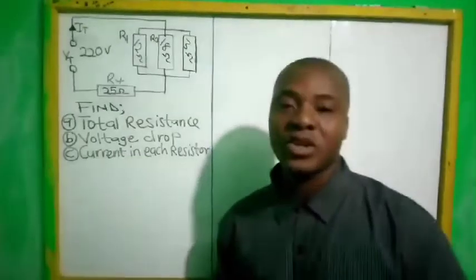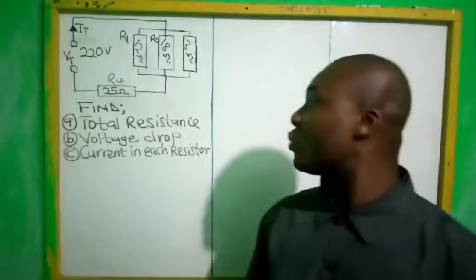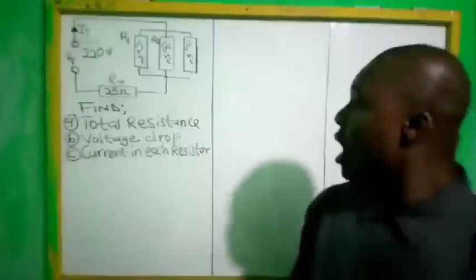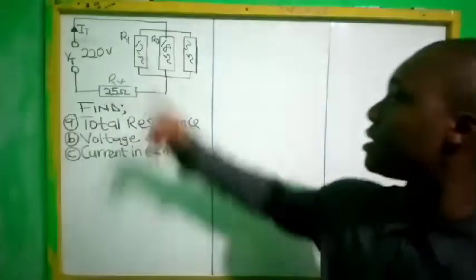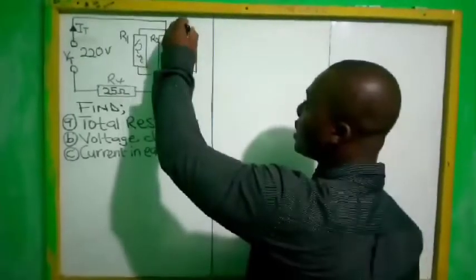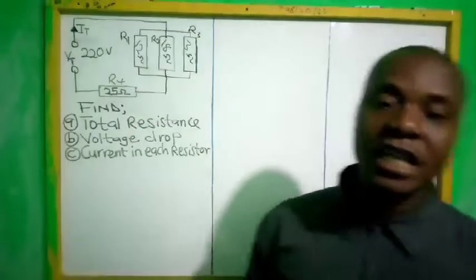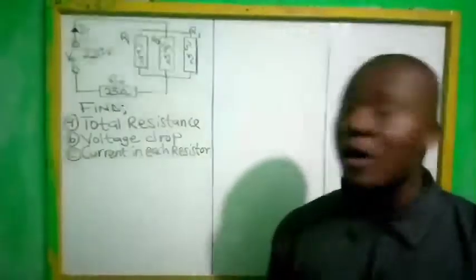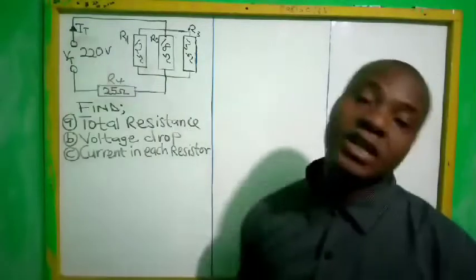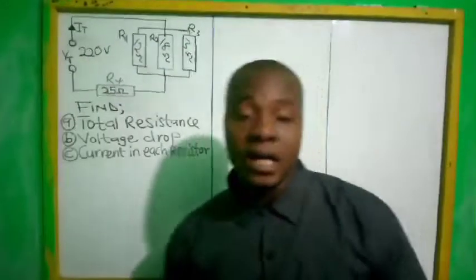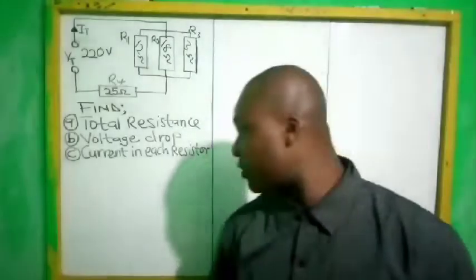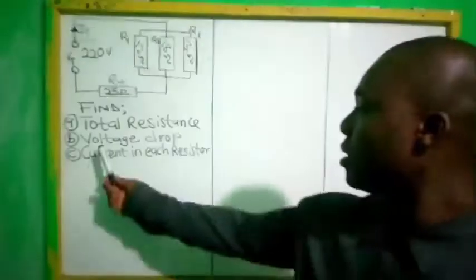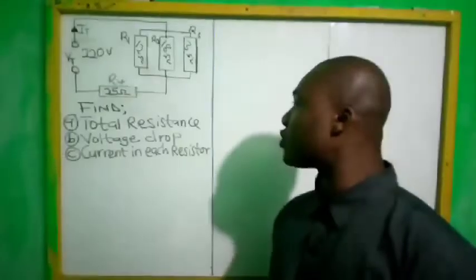In today's video, as we can see on the board, we have 4 resistors connected in series-parallel. We have resistor 1, resistor 2, and resistor 3 connected in parallel, and resistor 4 is connected in series with the parallel circuit. We are not given the total current, but the total voltage is given. The question says: find A, the total resistance, and B, the voltage drop and current in each resistor.